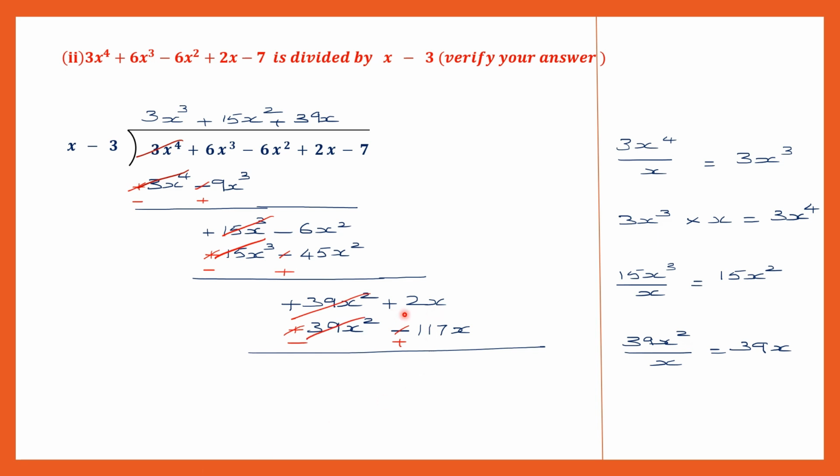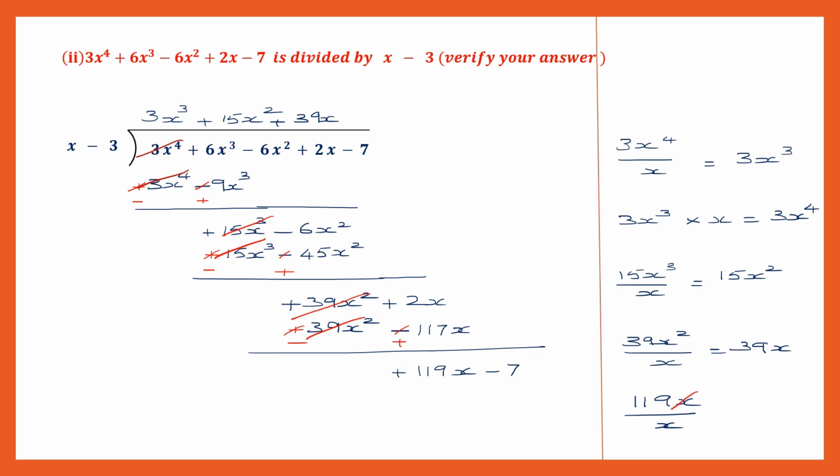Here we have plus 2x plus 117x. Signs are the same. So put the same sign and add. 117 plus 2 is 119. So 119x. Now we bring down this. That is minus 7. So let's write minus 7 here. Again, take the first term of the dividend divided by the first term of the divisor. So that is 119x divided by x.